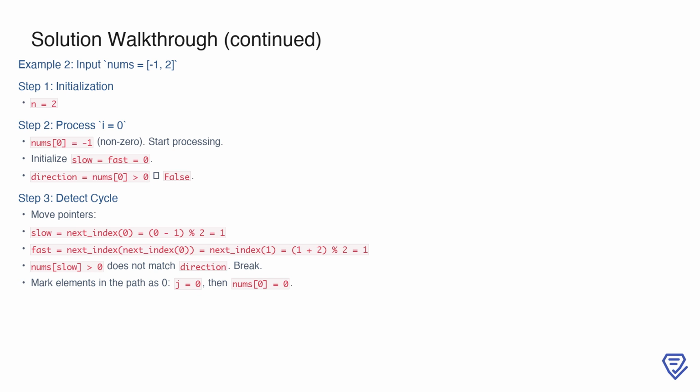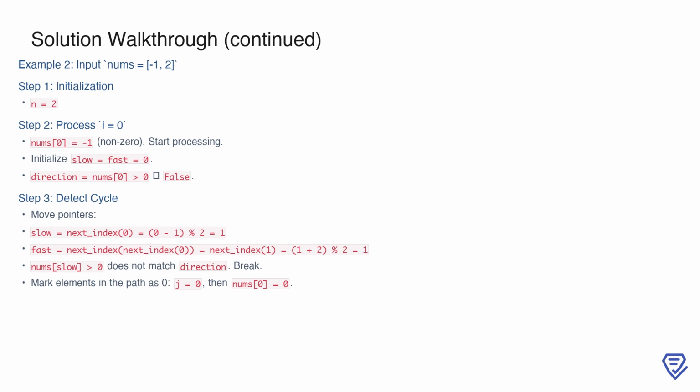The slow pointer moves to next_index[0] equals 0 to 1, % 2 equals 1, and the fast pointer jumps 2 steps ahead, arriving at next_index[0], which equals 1 plus 2, % 2 equals 1. At this point, we check whether nums[slow] aligns with the direction. However, nums[slow] is positive, which does not match the negative direction we are tracking. This breaks the cycle detection process.